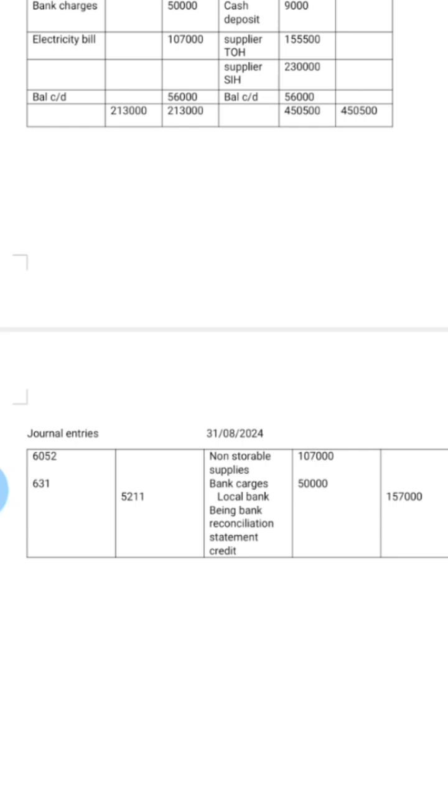So we use the OHADA accounting code for electricity bills. We have 6052 non-storable supplies electricity, and then we have bank charges 631, and to the credit of local bank. So you see that they are equal. This journal is just to confirm the double entry system.